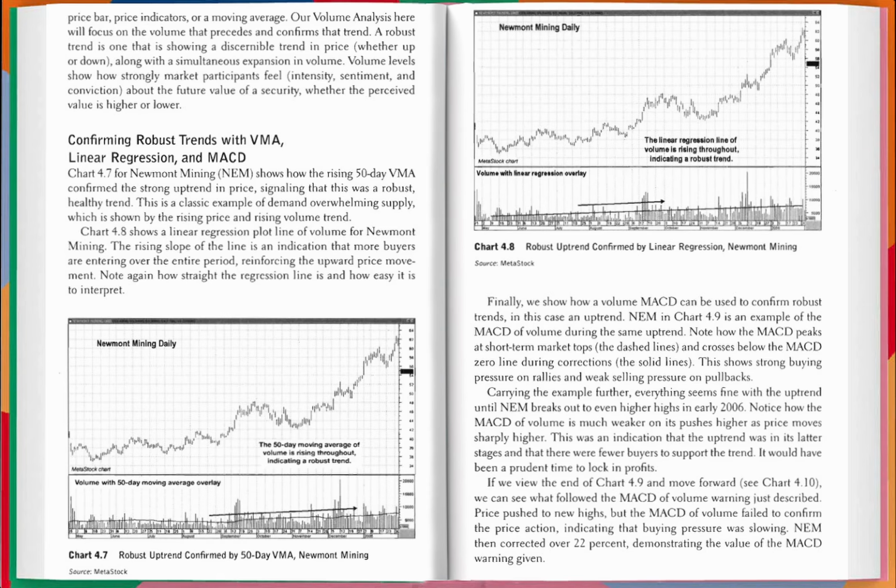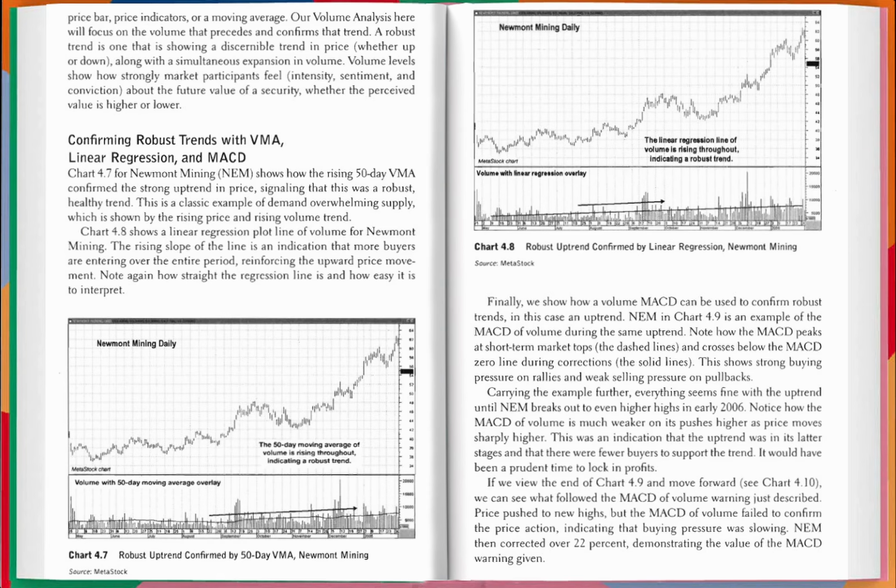A robust trend is one that is showing a discernible trend in price, whether up or down, along with a simultaneous expansion in volume. Volume levels show how strongly market participants feel: intensity, sentiment, and conviction about the future value of a security, whether the perceived value is higher or lower.